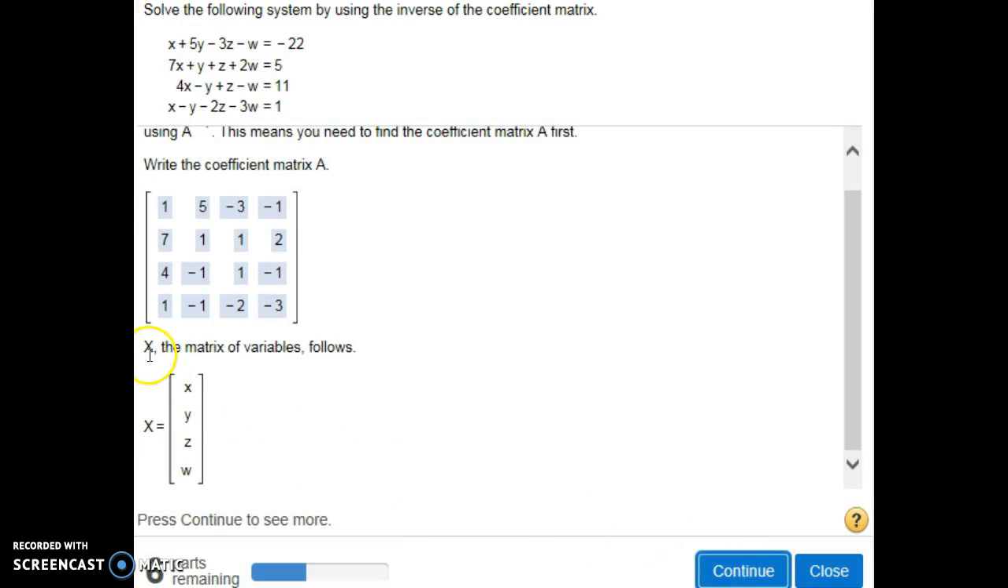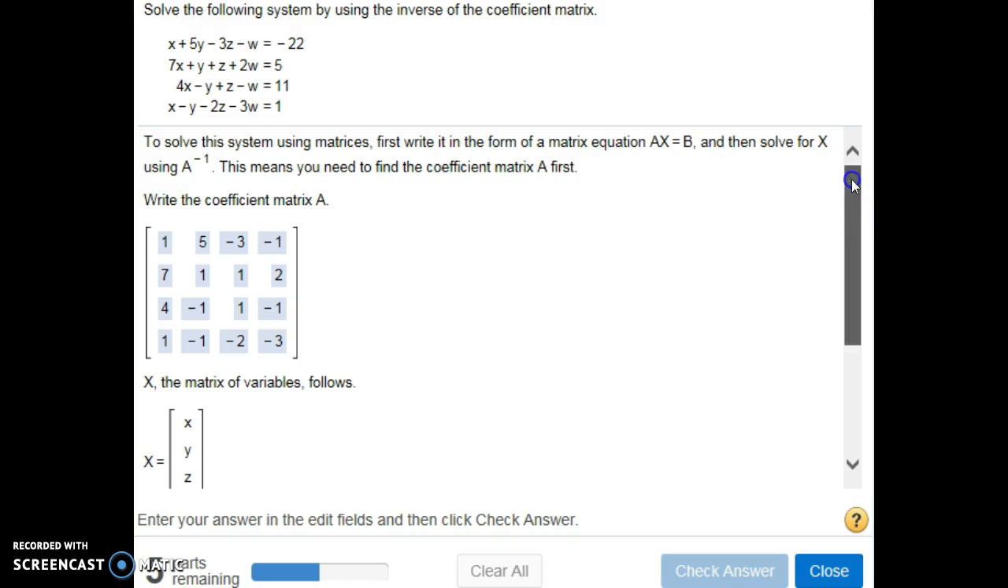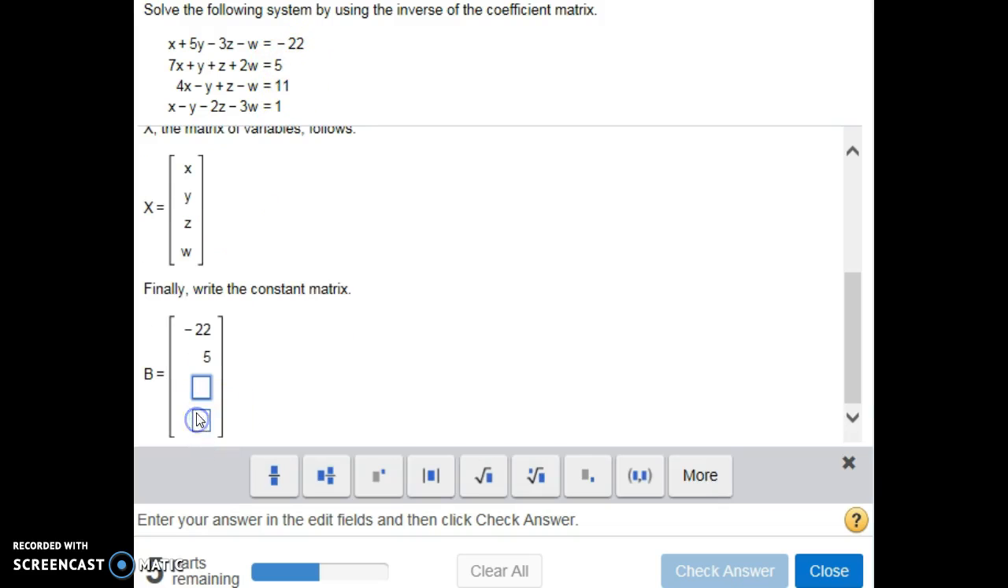Our next step is just to identify what the X matrix would be. It's the matrix of variables. So we have an X, a Y, a Z, and a W. So that's what our matrix is. The constant matrix is what we call B in our equation here. And so it's -22, 5, and then 11 and 1.